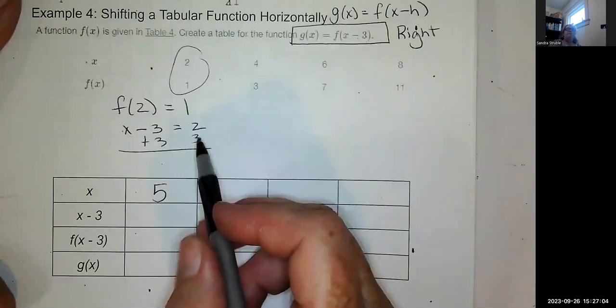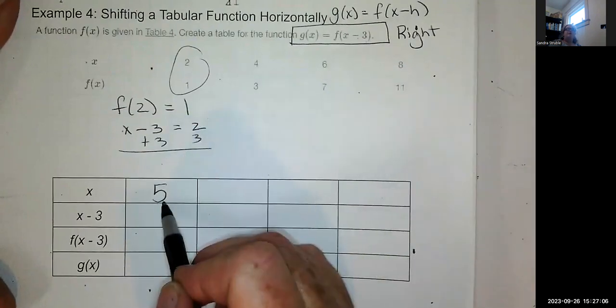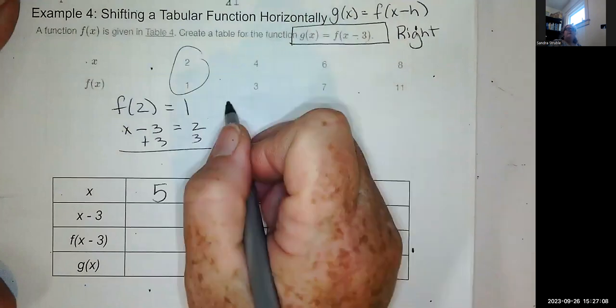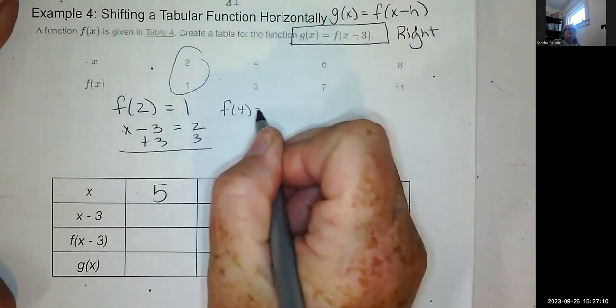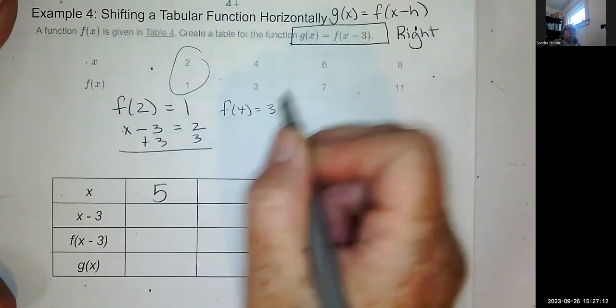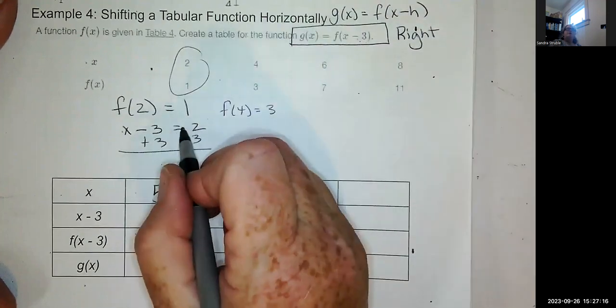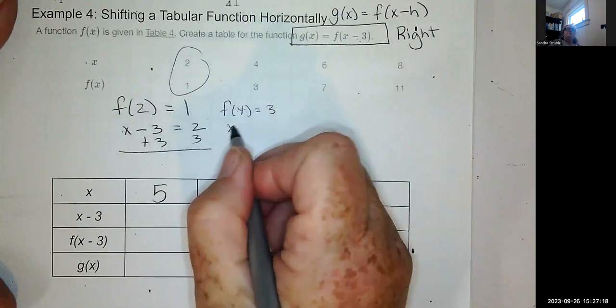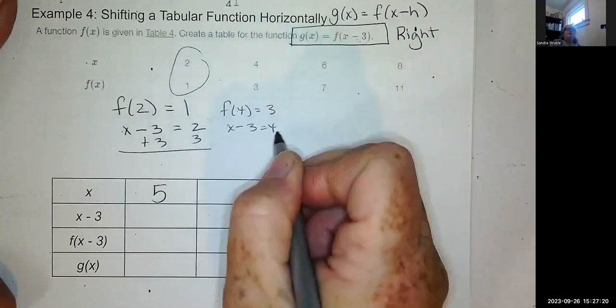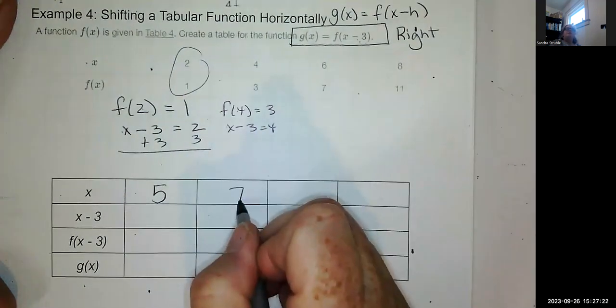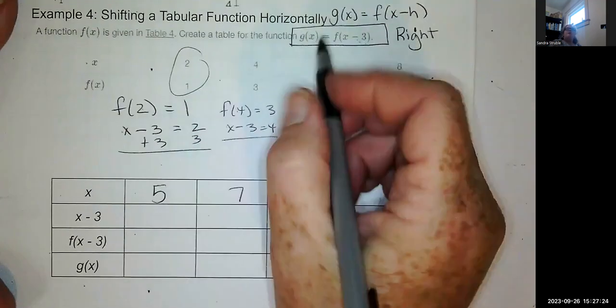So 3 plus 2 is 5. We got that. That's our new X. At f of 4, that's equal to 3. So if we want to, we can take X minus 3 is equal to 4, solve for X, and we get 7. This is probably easier than how I showed it before.